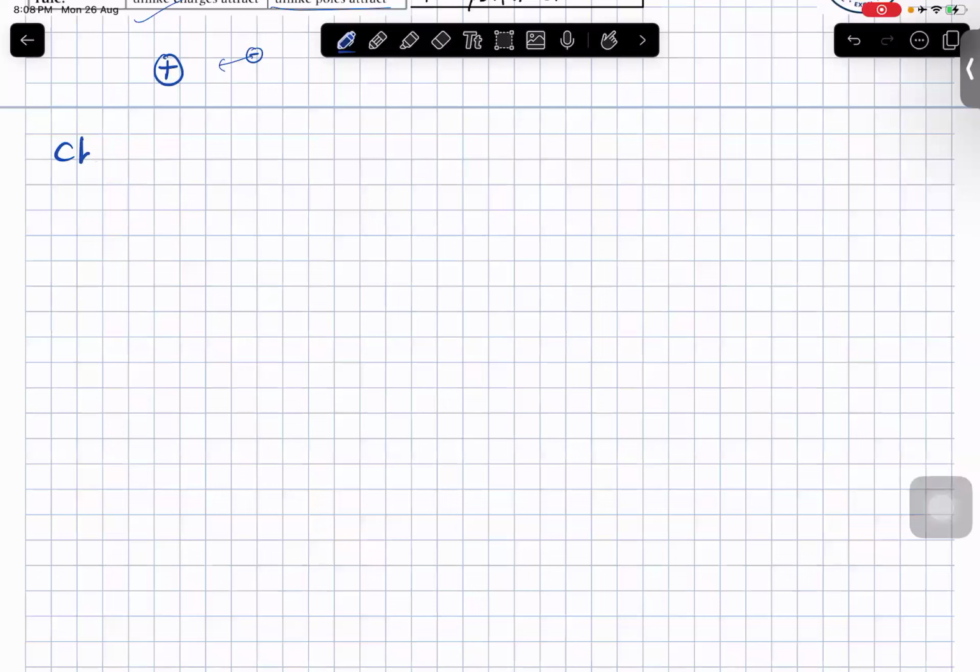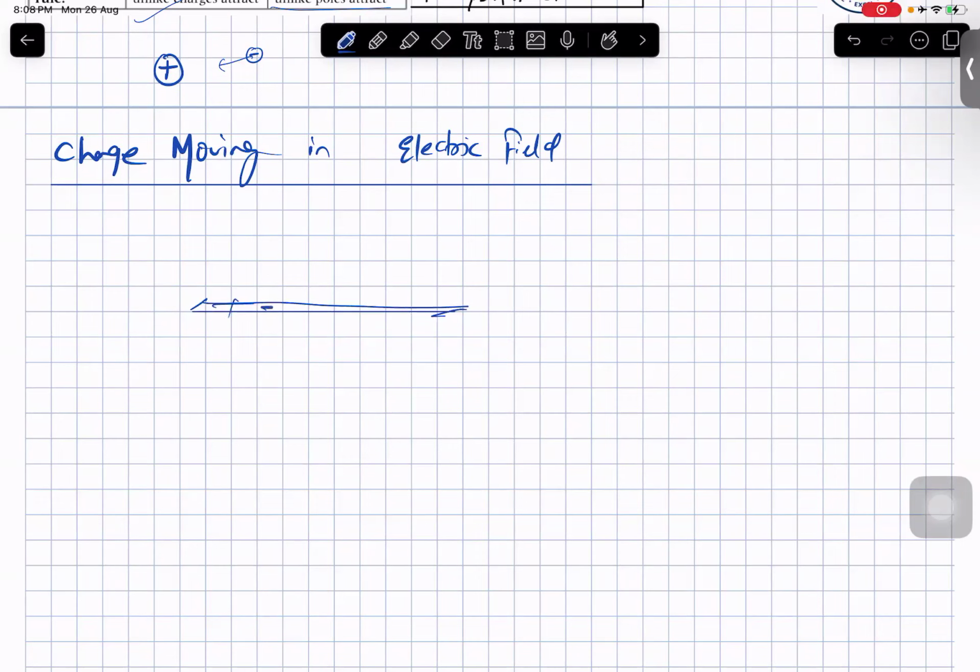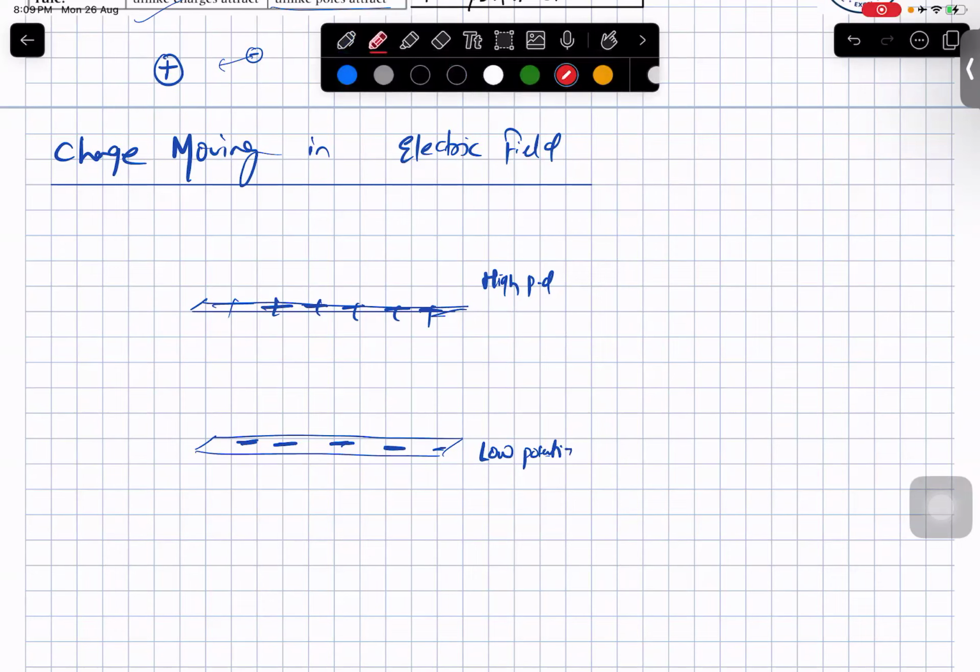So first, charge moving in an electric field. If I ask you to draw an electric field parallel plate, for example, this is a plate, and let's call this positive, and let's call this plate negative. This is also known as the high potential and low potential plate. So electric field lines will be generated between them, from positive to negative, going like this.